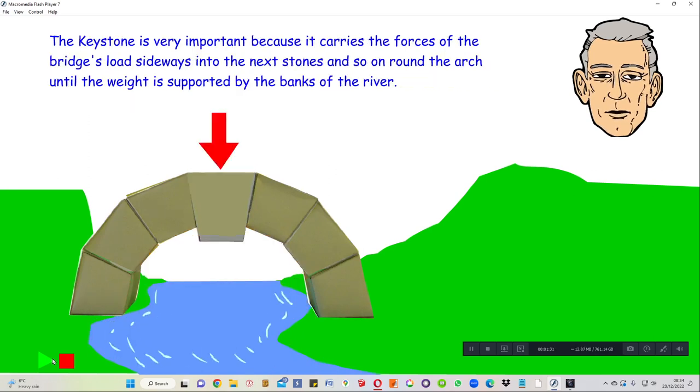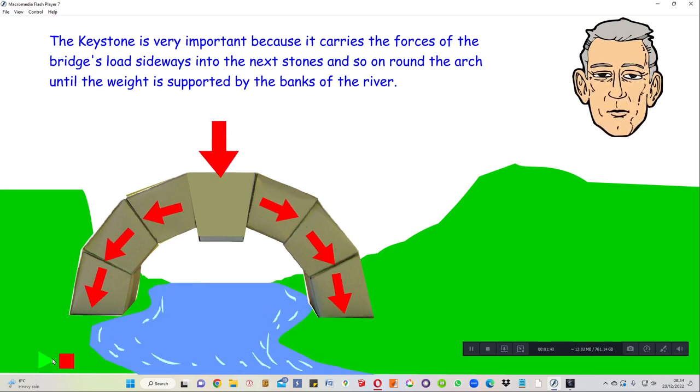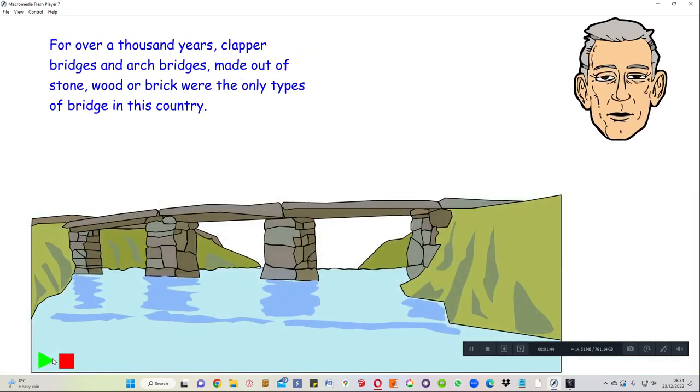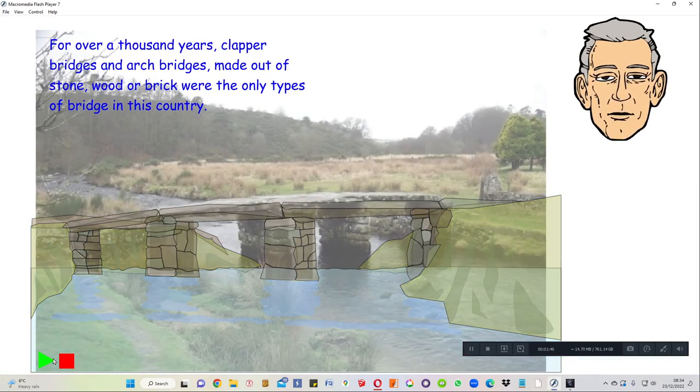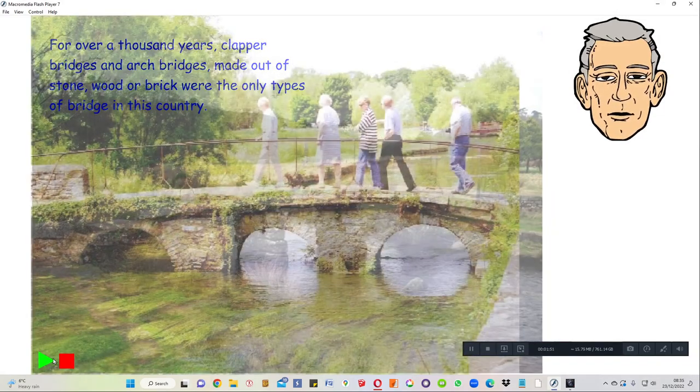The keystone is very important because it carries the forces of the bridge load sideways into the next stones and so on round the arch until the weight is supported by the banks of the river. For over 1,000 years, clapper bridges and arch bridges made out of stone, wood, or brick were the only types of bridge in this country.